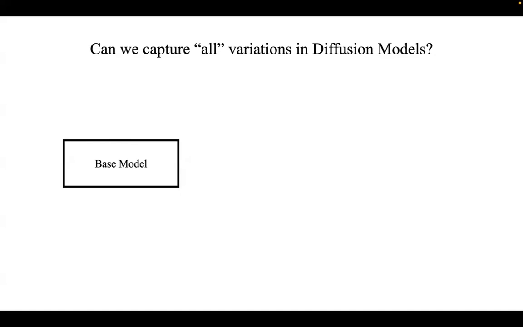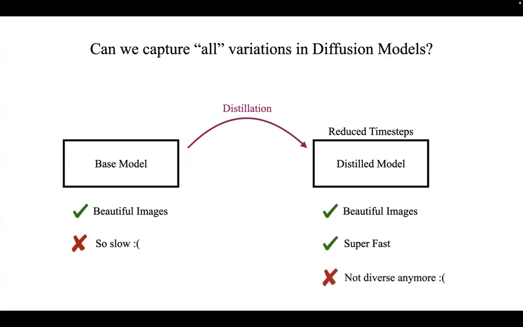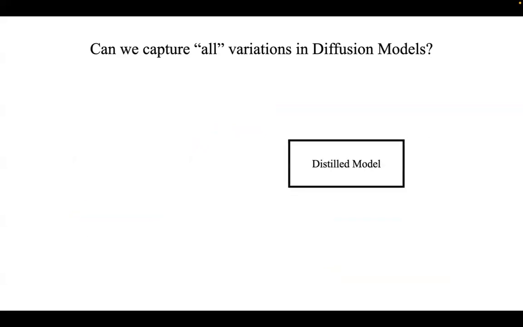We also try to capture all of the variations inside a diffusion model. What we mean by this is, well, a base diffusion model is capable of drawing beautiful images, but is usually slow due to the number of time steps it requires. And then distillation methods essentially try to reduce this time by making them super fast and yet generating nice images. However, they lack sample diversity when drawing these images.